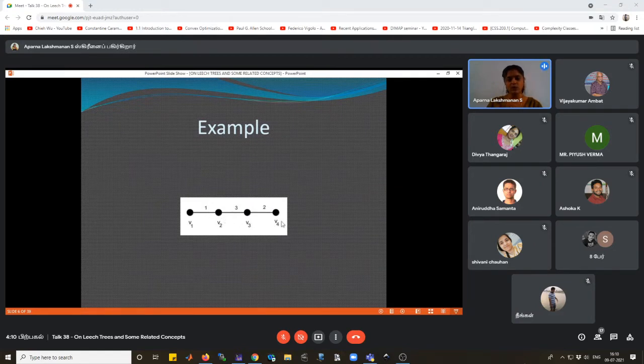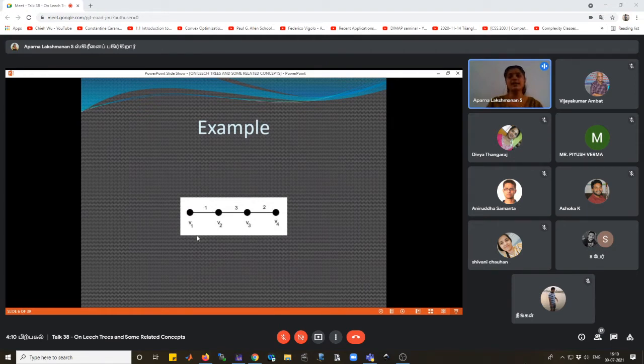Now V2, V4. 3 plus 2 gives 5. So we have a path of weight 5. And then the full path V1, V4. 1 plus 3 plus 2 gives me 6. Okay. So there are 6 paths, with weights 1, 2, 3, 4, 5 and 6. So P4 is a Leech tree and here you have a Leech labeling of P4.